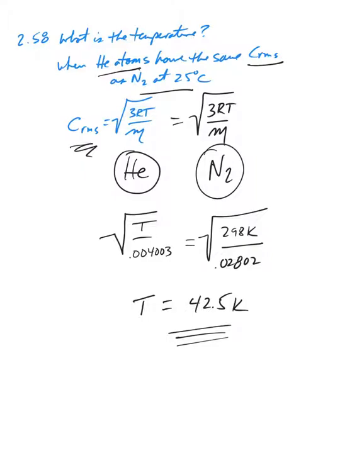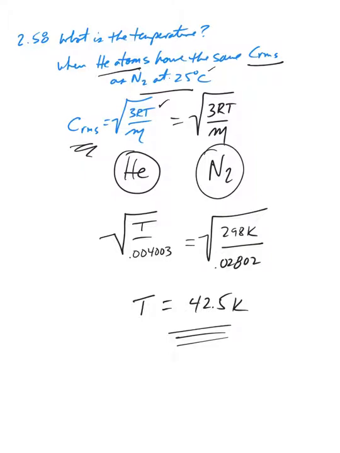2.58 with another treatment of root mean squared speed. This is a nice question. You have to think a little bit. It's asking us to calculate the temperature when helium atoms have the same root mean squared speed as nitrogen at 25 degrees Celsius. So comparatively, the nitrogen molecules are much heavier, so you would expect that their speed would be slower if both samples were at the same temperature.